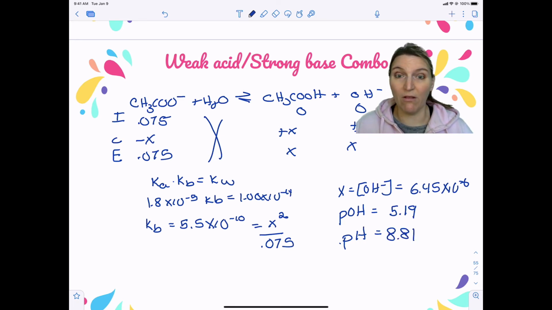And that's very typical of the equivalence point of a weak acid being titrated with a strong base, because at the equivalence point, the only thing that should be in that solution is that conjugate base.